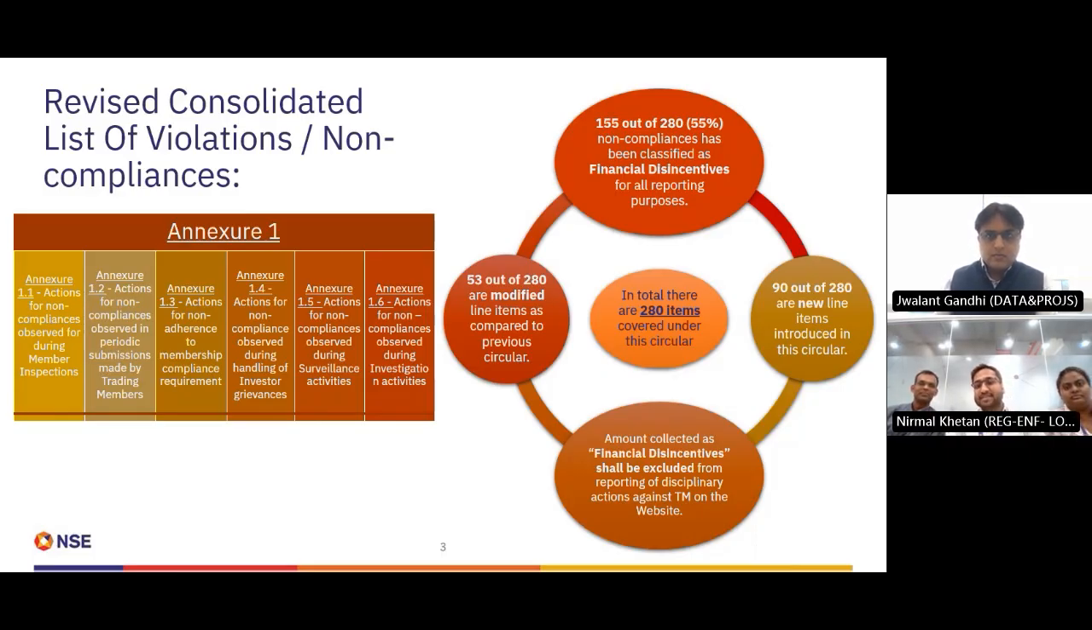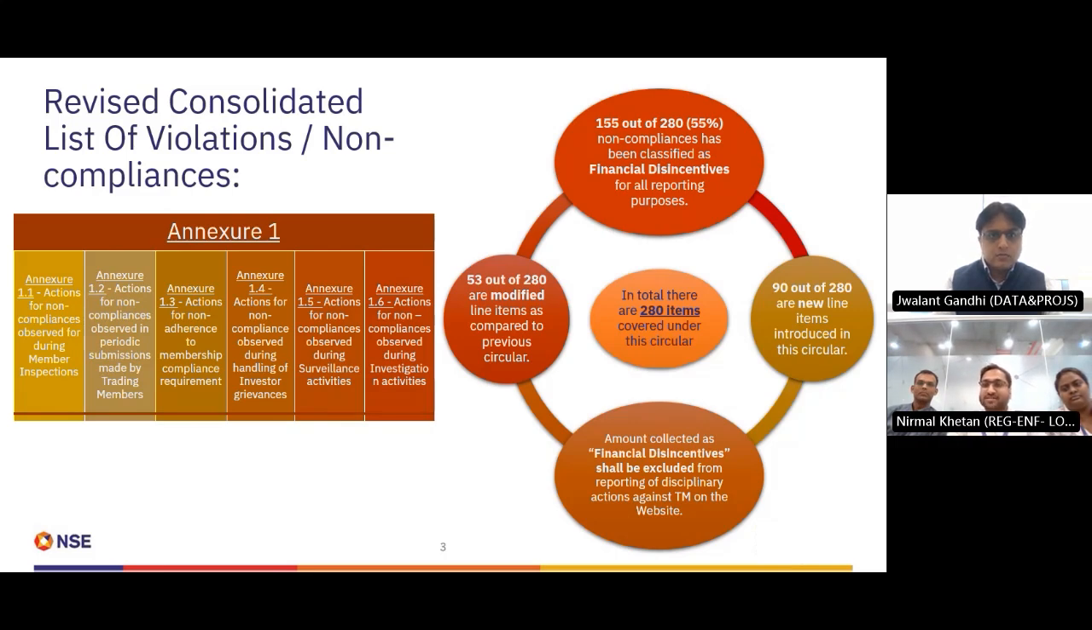So in totality, there are 280 non-compliances for which penalties or financial disincentive actions have been prescribed. Out of such 280 items, 155 items have been classified as financial disincentives. The major component of financial disincentives was introduced during our phase 1 penalty structure on 10th October, in which we acted on the basis of representations received from the market participants.